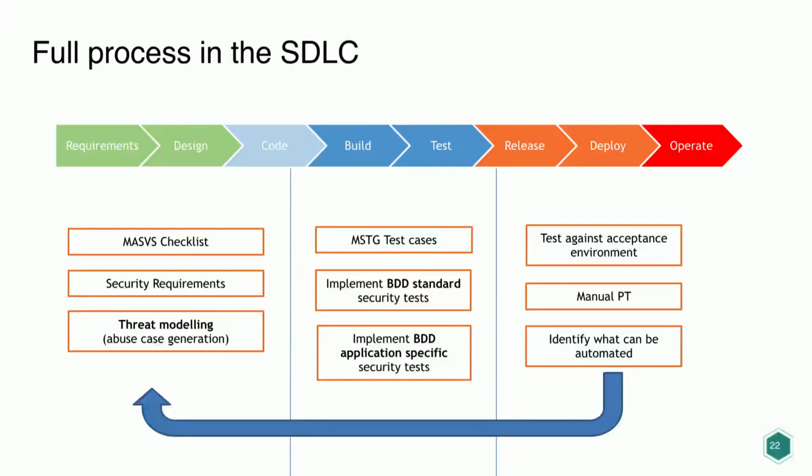We're going to execute these tests against the acceptance environment, but of course, we cannot automate everything. We're not going to cover everything. So we still have the manual pen test phase done by security engineers or pen testers. But if our pen tester identifies an issue that can be automated, we go back in the cycle, introduce new security requirements, update our threat model, and implement new BDD security tests. Then the next time, that issue will be covered in our CI/CD.